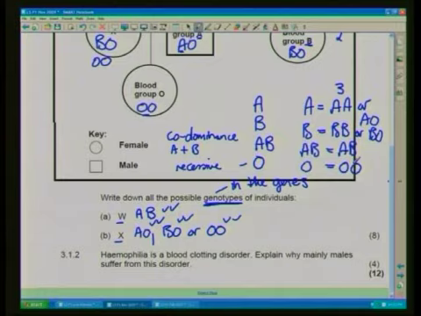And let me tell you something now. You are guaranteed of a question on blood grouping somewhere in your paper, whether it's a multiple choice question, a long question, or a short question, you will get one on the blood group typings. You must know that A and B are co-dominant. So if there's an A and a B, it equals AB.